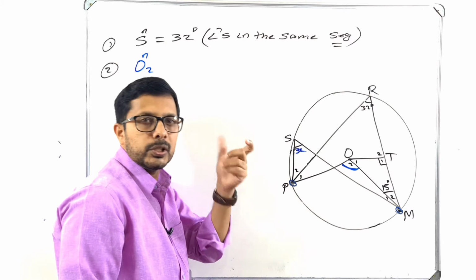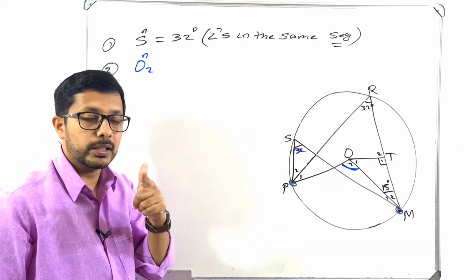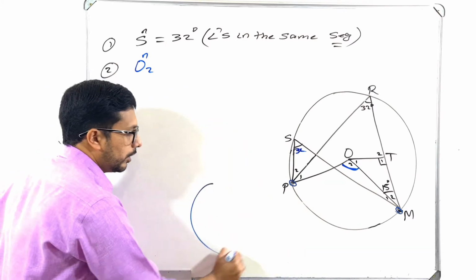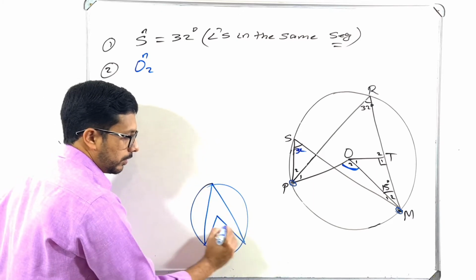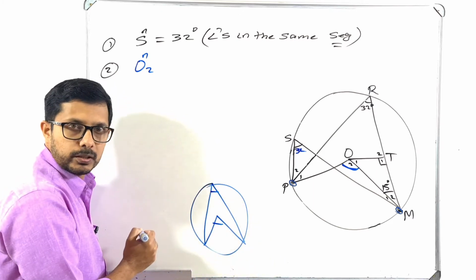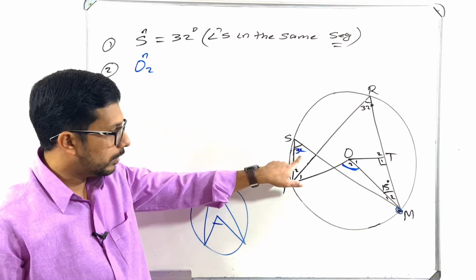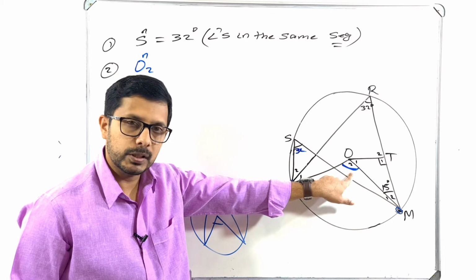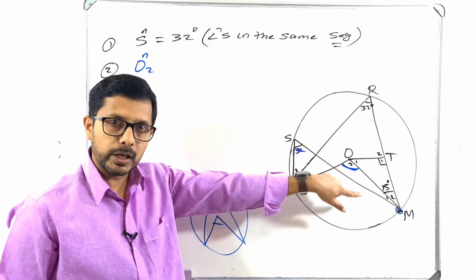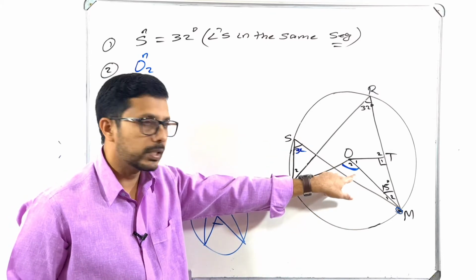Angle at the circumference, angle at the center. What is the connection between them? Yeah, you studied a theorem. Angle at the center is 2 times angle at the circumference. So this one is 2 times this one. Here angle at the circumference is 32. So what is angle at the center? It is double that one. So 32 double is 64.